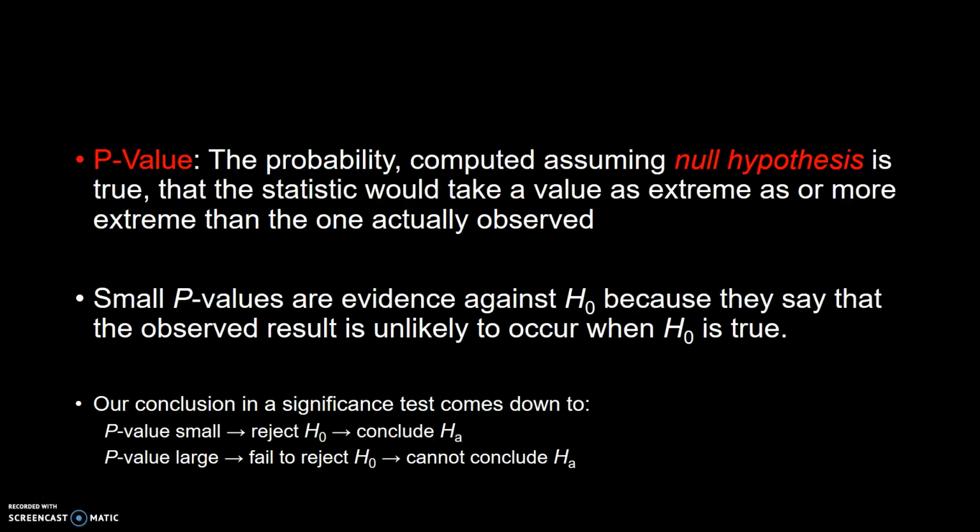If the p-value is large, greater than 0.05, you fail to reject the null hypothesis because you don't have enough evidence against it. Therefore, you cannot conclude the alternative hypothesis that there were increases in test scores. So this is the basic idea of significance testing.